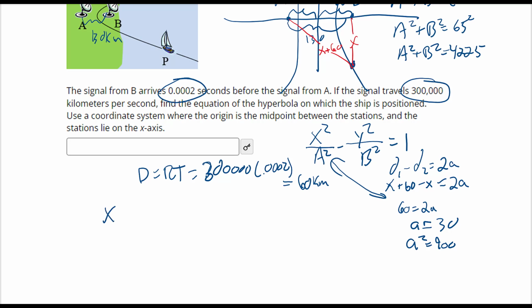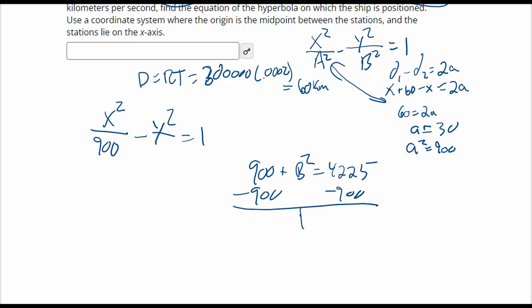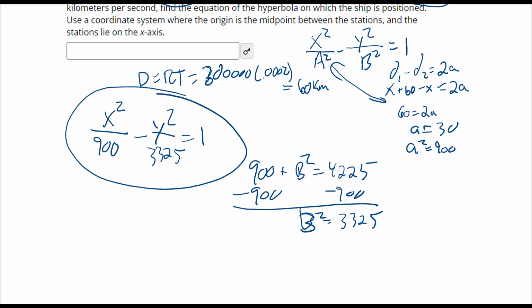So right now we know it's going to be x squared over 900 minus y squared over something equals 1. But now we can pull back in this formula. So we have 900 plus b squared equals 4225, excuse me. Subtract the 900 from both sides. b squared equals 3325. All we really need is the b squared. So 3325. And this is the formula we're looking for. Okay, hope that helps. Thanks.